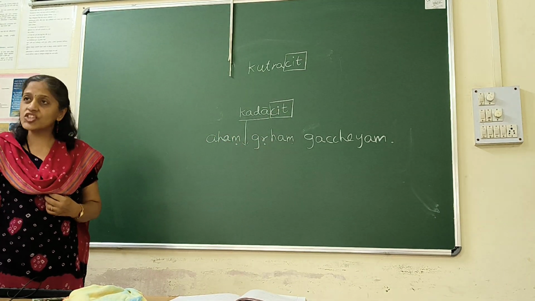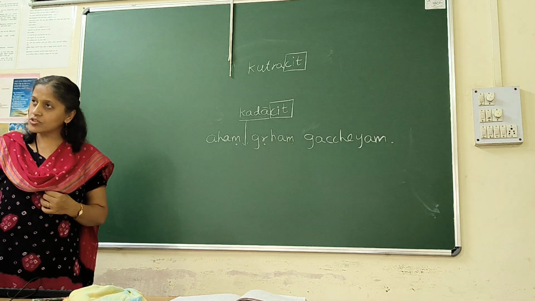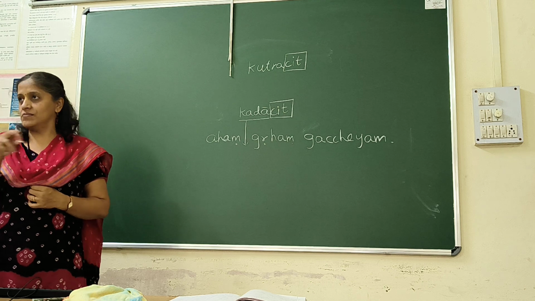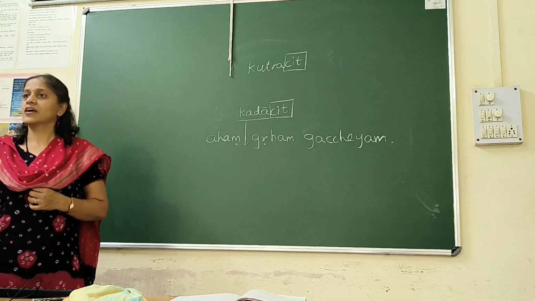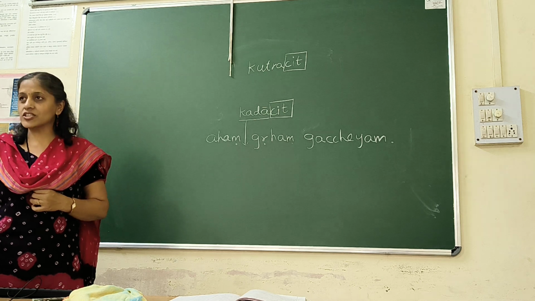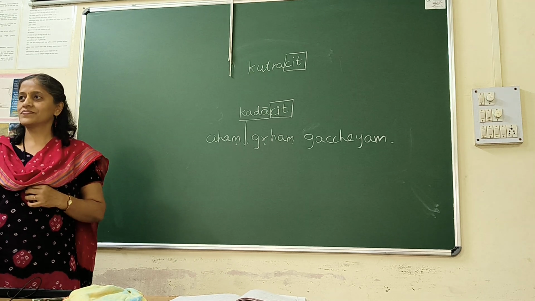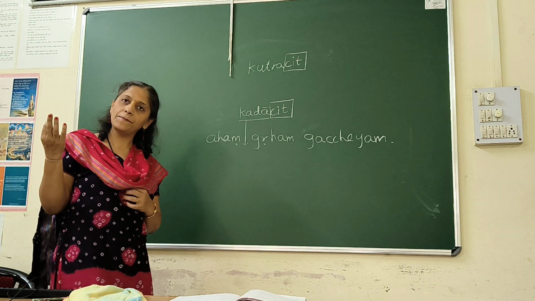So by adding the chit suffix to the nouns or pronouns, the words which we have already learned, we now get an indefinite meaning. We are not sure. Then we are adding chit: kadachit, kutrachit, kathanchit, kutaschit. What is katham? Do you know the word katham?